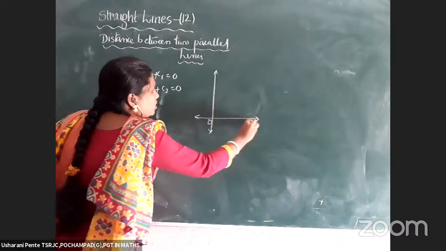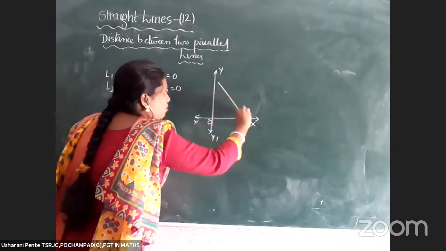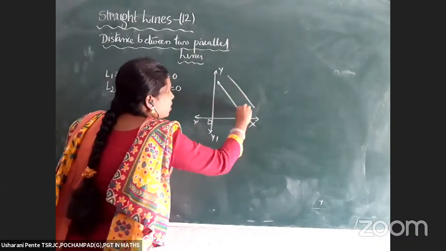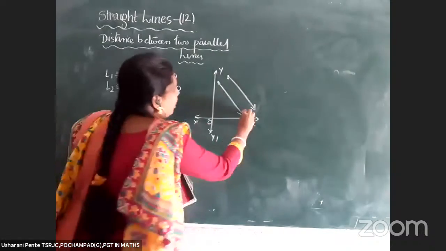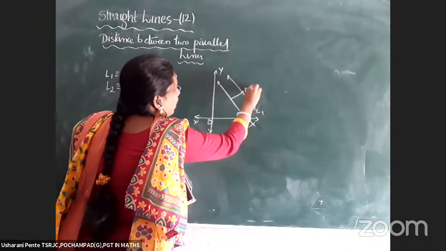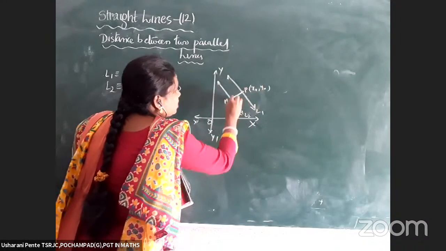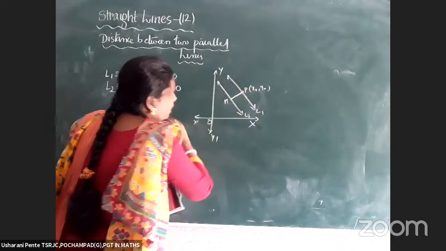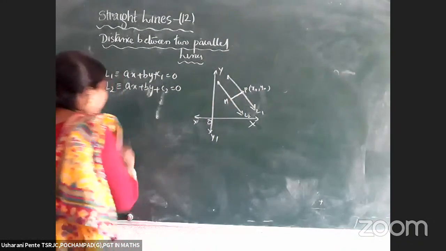So this is the origin, this is the x-axis and this is the y-axis. We have taken two parallel lines, that is line L2 and L1. And there is a point on the line L1, x0 and y0. And this is the distance between the two parallel lines. M is the foot of the perpendicular from P to the line L.